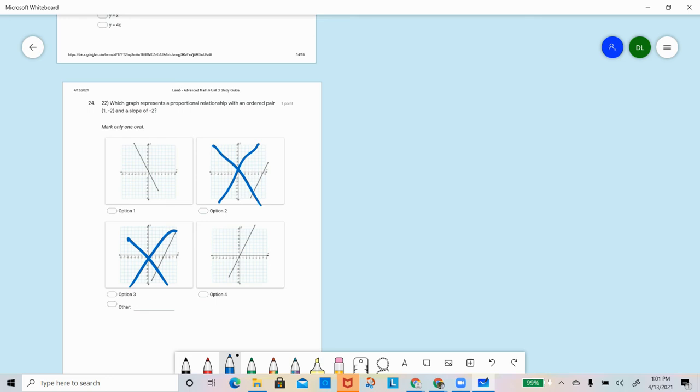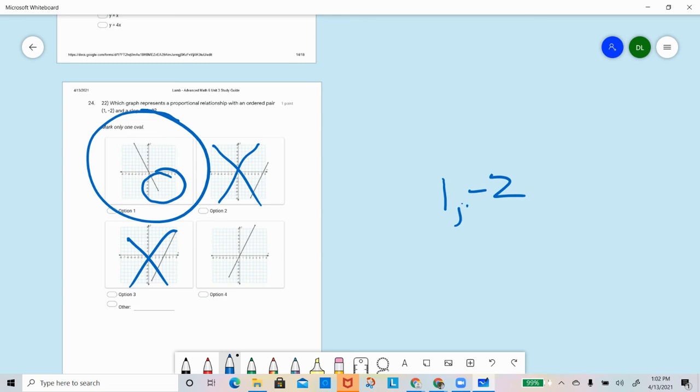Well, let's go back to graphs in general. We're looking for something that goes through the x of 1 and the y of -2, which means (1, -2), right, is found in this quadrant. There's only one place that I find a positive 1 and a -2, and that's in this graph.